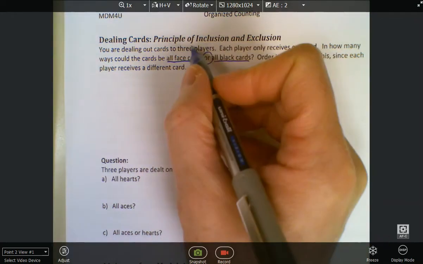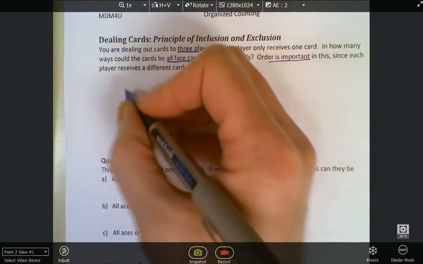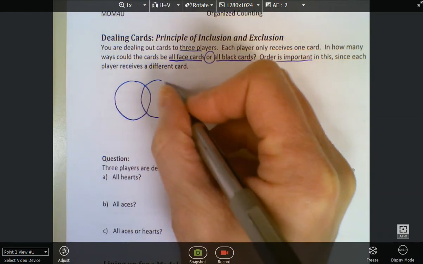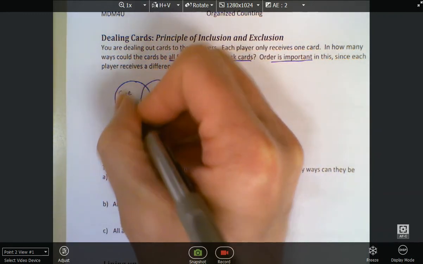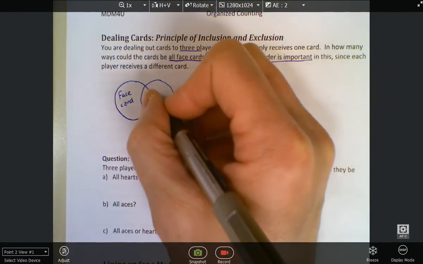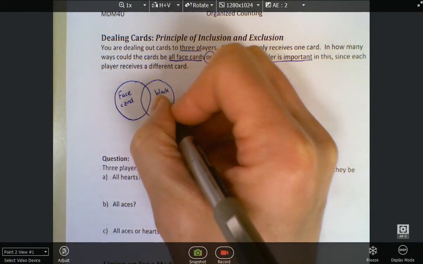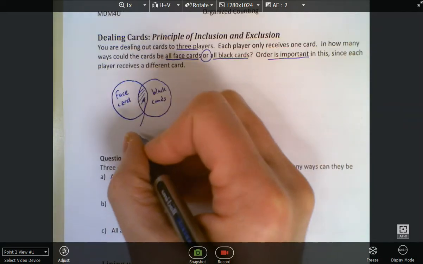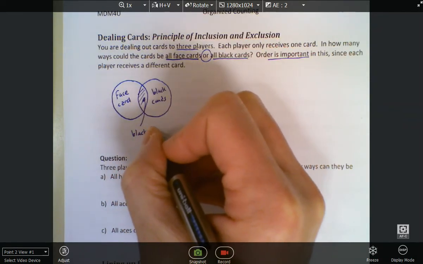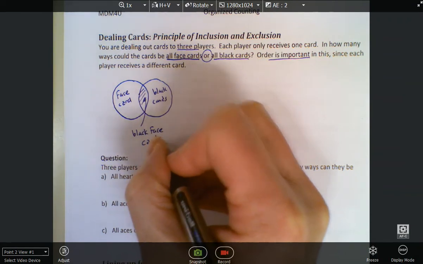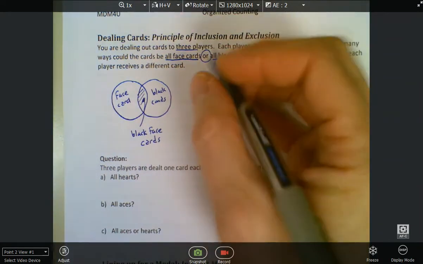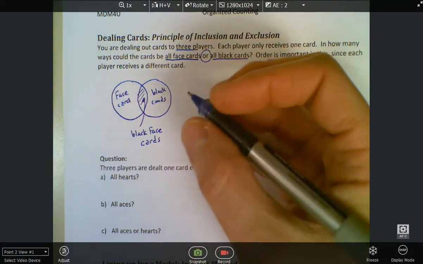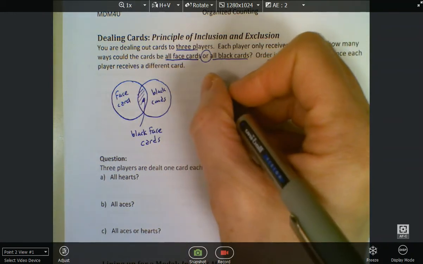Now to help you visualize this, and again there's 3 players, if we draw a little Venn diagram here, this might help. There are face cards in the deck, okay, and there are black cards in the deck. Now, it turns out that there is also an overlap. There are black face cards. Okay, so now let's take a look at this. Let's figure out how many ways you could deal out to these 3 players one of the face cards.